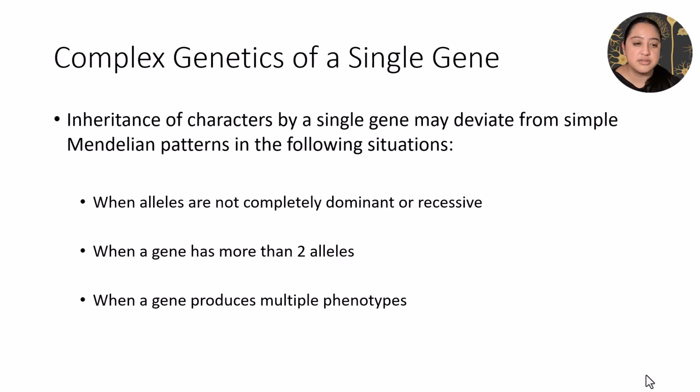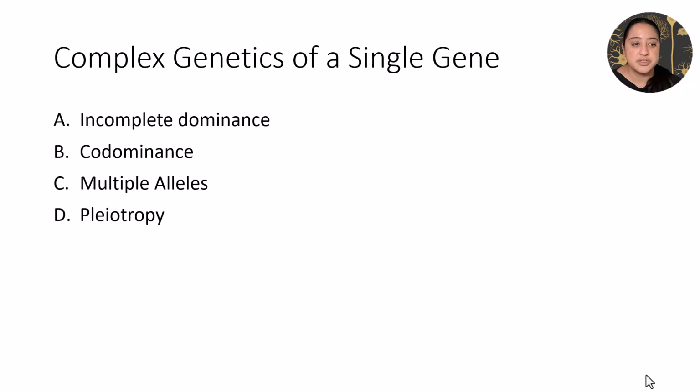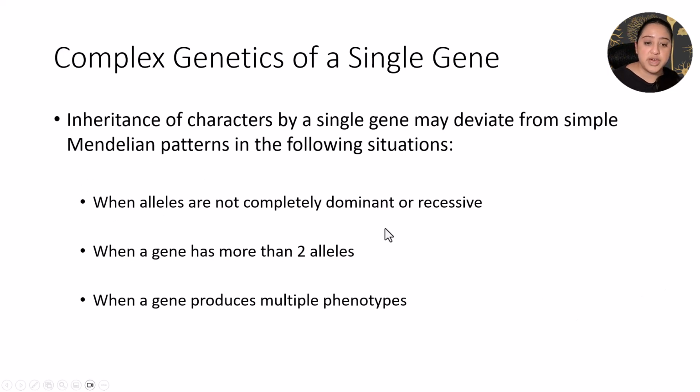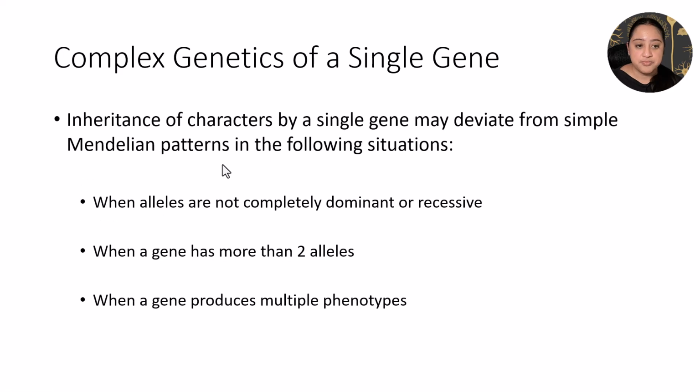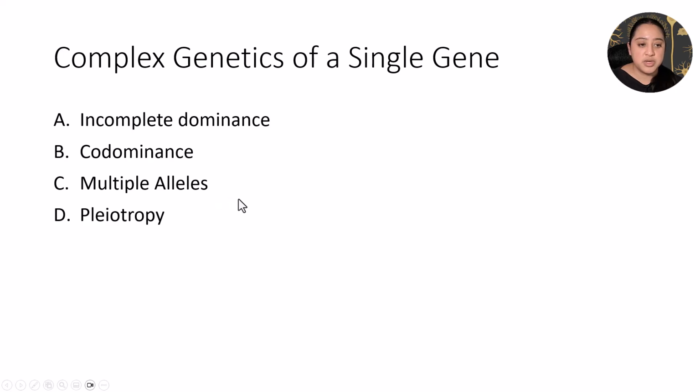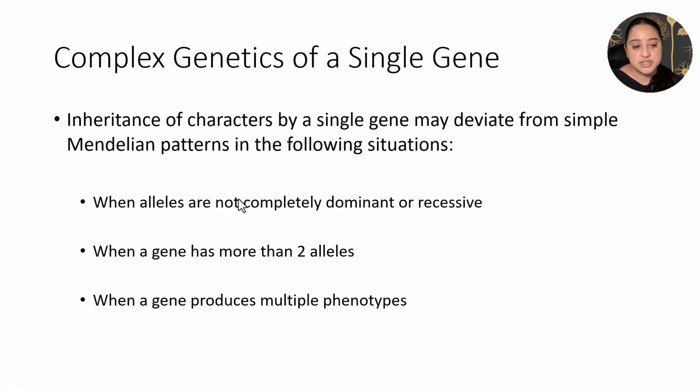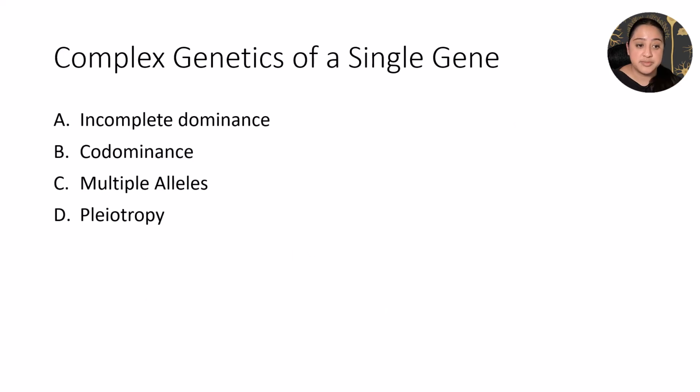So what do you mean when alleles are not completely dominant or recessive? These are the different cases that we're going to break down, the ways that it can deviate, and there are terms for the different cases. Incomplete dominance and codominance are when the alleles are not completely dominant or recessive. Multiple alleles are when a gene has more than two alleles. And when a gene produces multiple phenotypes, this is called pleiotropy. I will break this down in the next view, but I wanted to give this overview so you can make headings in your notes.